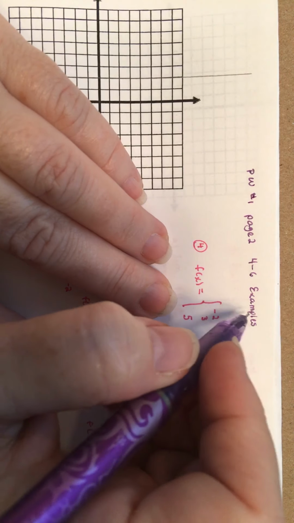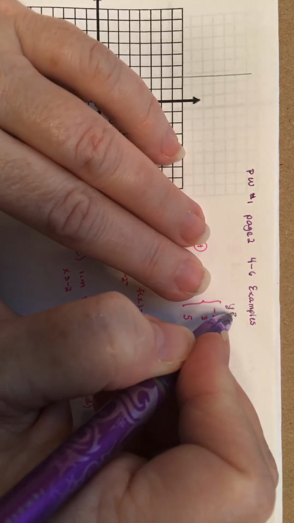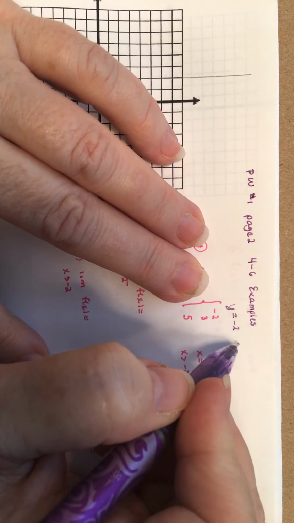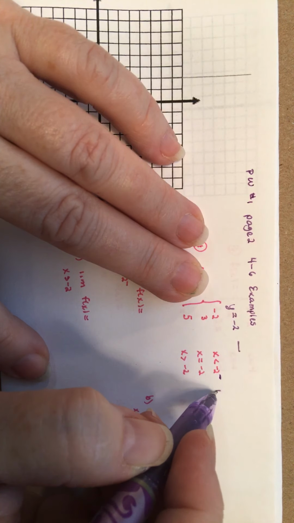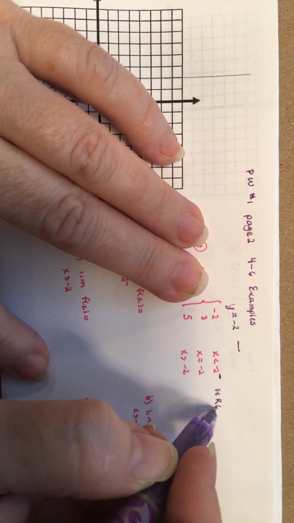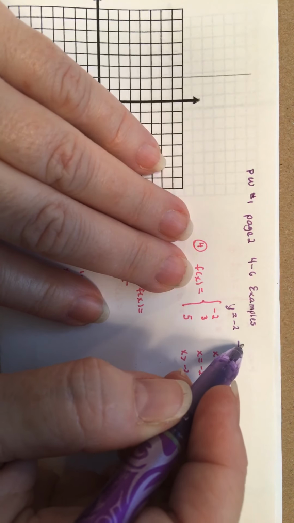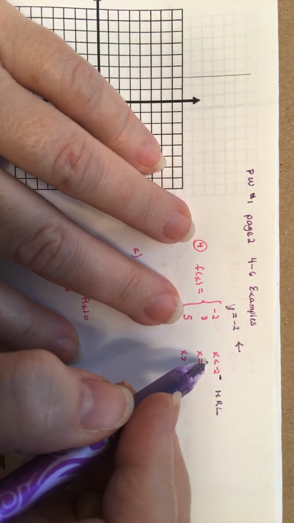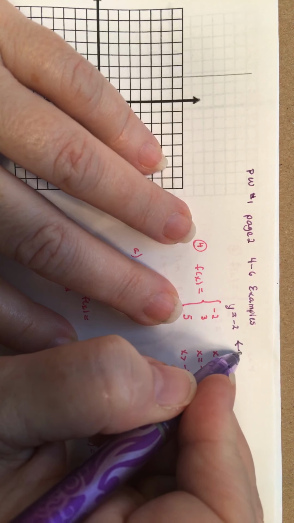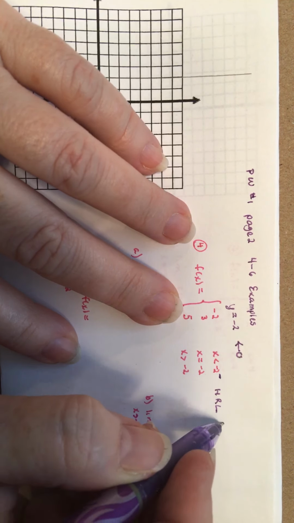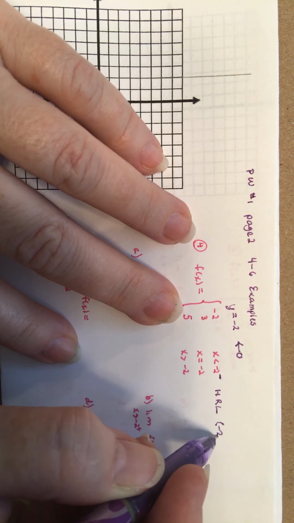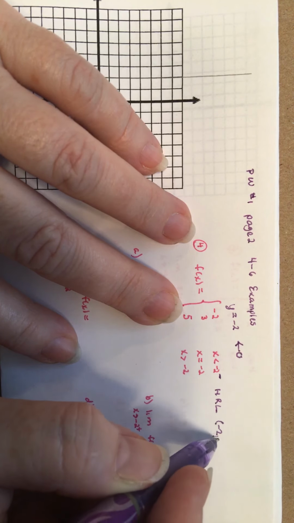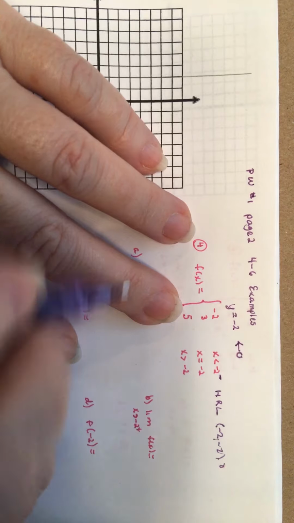Now notice that this side is just y equals -2. So again, it's a horizontal ray, and I'm going to want to go left. Here's my left hand, so here is my left arrow. It doesn't have an equal sign, so it's an open circle. And the coordinates of the open circle are -2, -2.